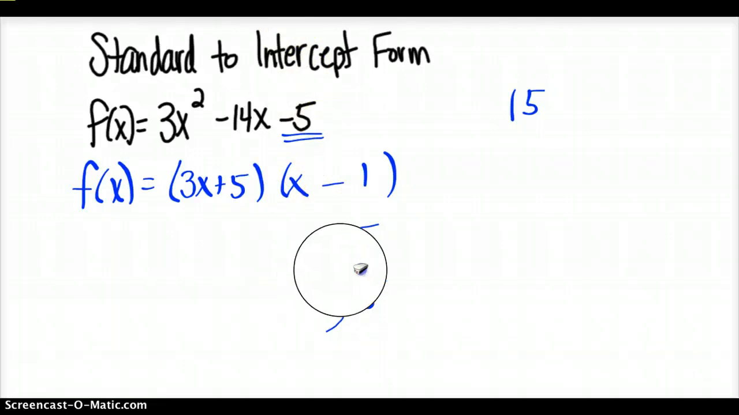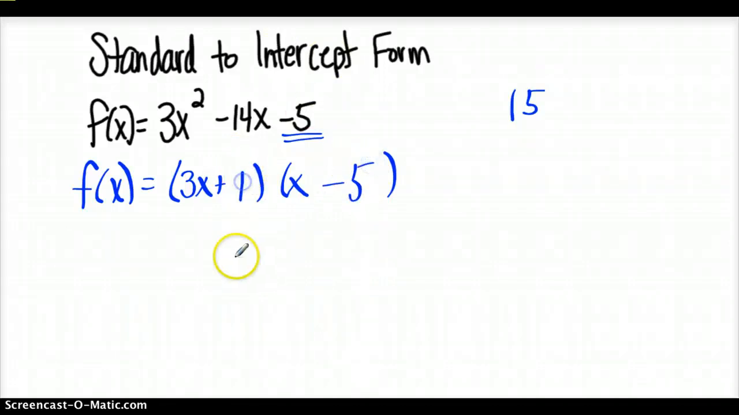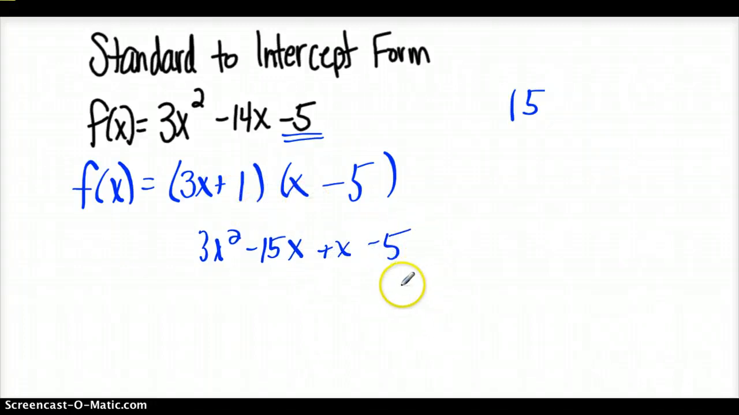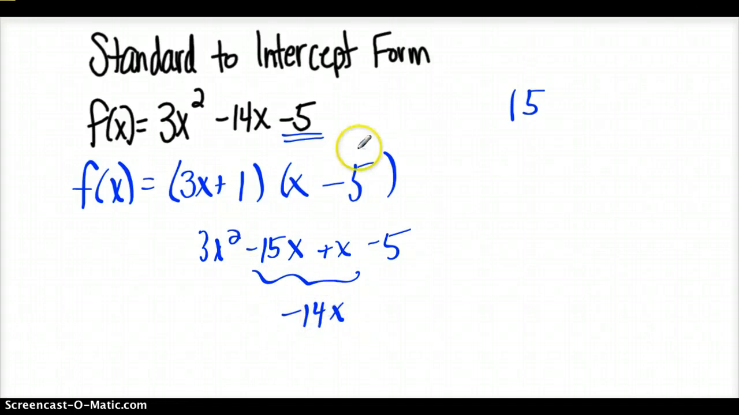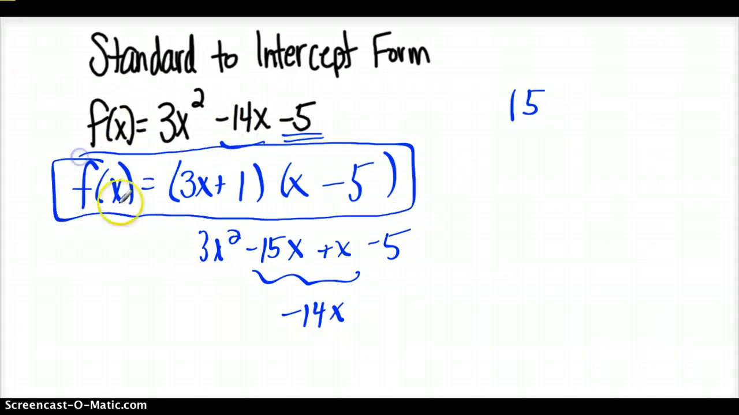Let's try something else. The only other thing that I can try is flip-flopping these numbers. So I'm going to put 5 here and 1 here. 3x times x is 3x squared. 3x times -5 is -15x. 1 times x is x. And 1 times -5 is -5. This becomes -14x, which is what we needed. Therefore, this is the correct answer. That's intercept form, so I went from standard to intercept.